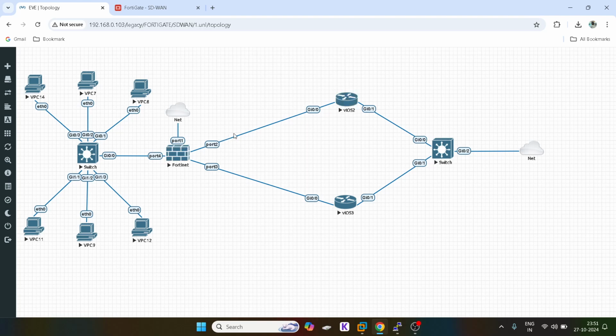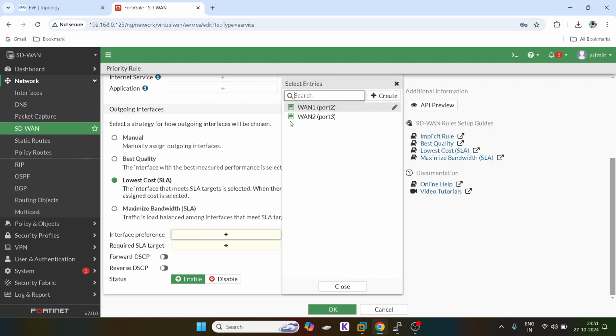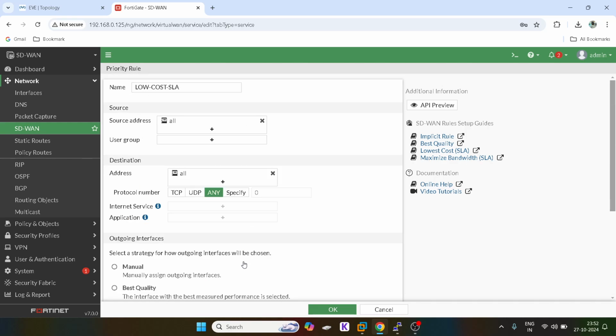And if one of the links is not behaving, for example port 2 is not behaving properly, like it is having a high amount of degradation, then even after having the low cost, the entire traffic will go via the second link which is having the higher cost. I will give an interface preference over here, say for example WAN 2. I'll click on OK.